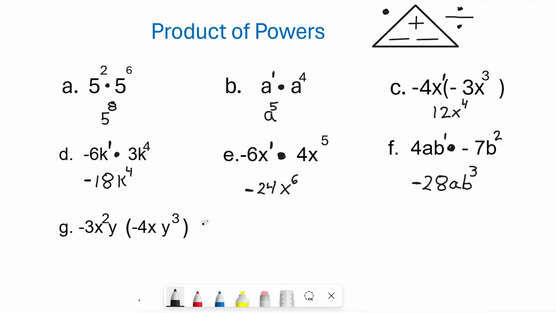Okay? And now let's do the last one. For this one, they can actually write it using this little dot. So it should look like this. Negative 3 times x squared times y, and all of this is also multiplying all of this, which is going to be negative 4 times x times y to the third power. These two mean the same thing. It means that you have multiplication between all of this, right? So they can write it with parentheses or they can use this little dot. But the work is going to be exactly the same.